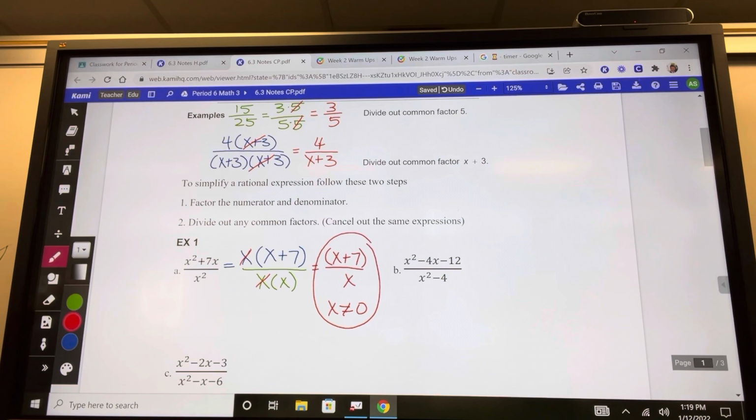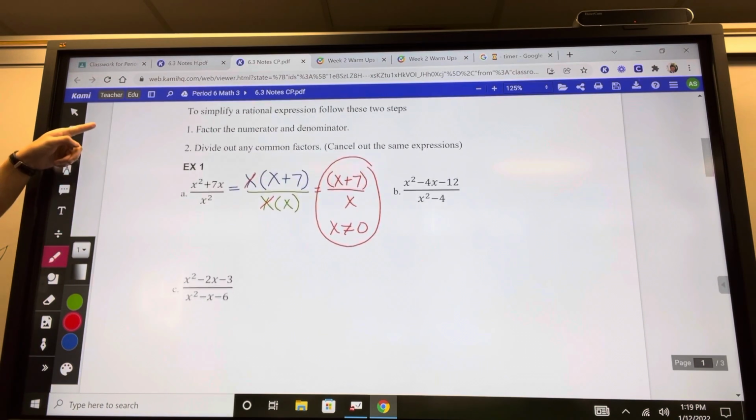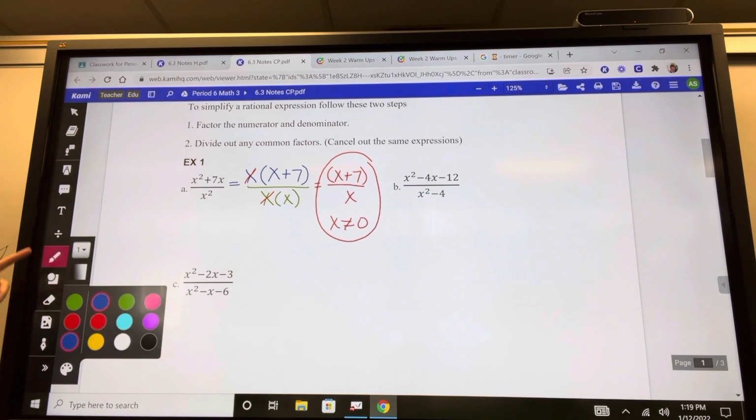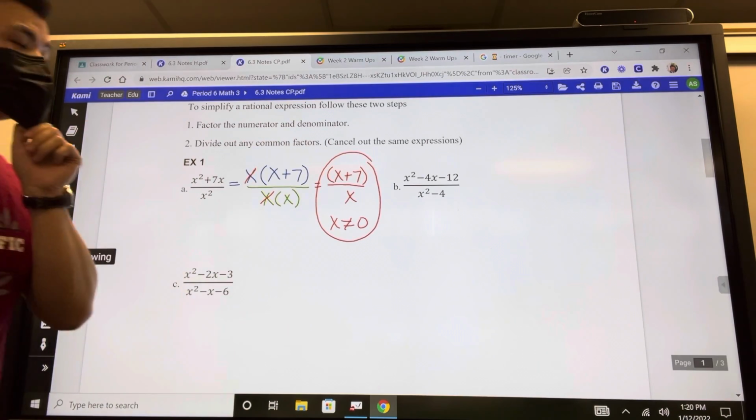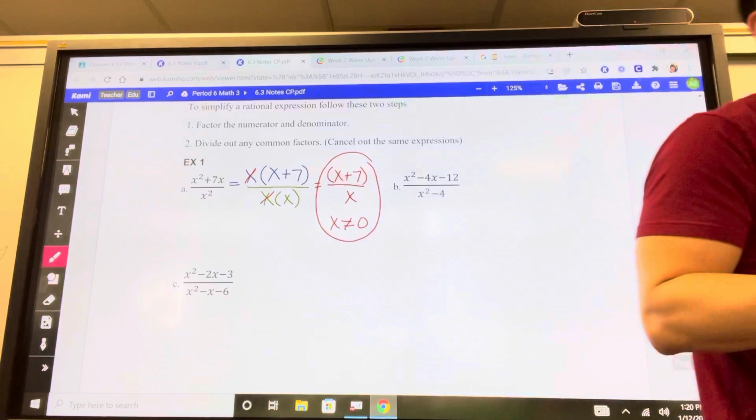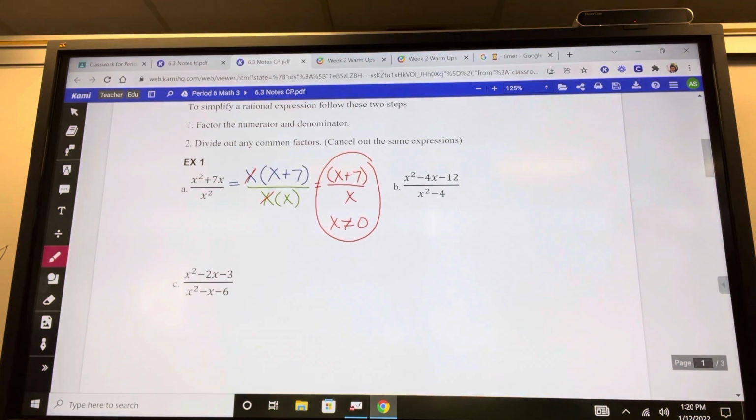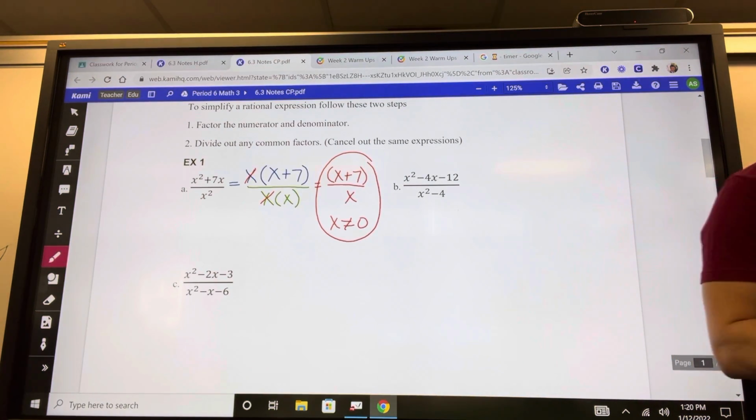Questions on this? Cool. Let's take a look at the second one. This one's a little more involved. We want to both factor the numerator and denominator, and we want to simplify it. So, do we remember how to factor?